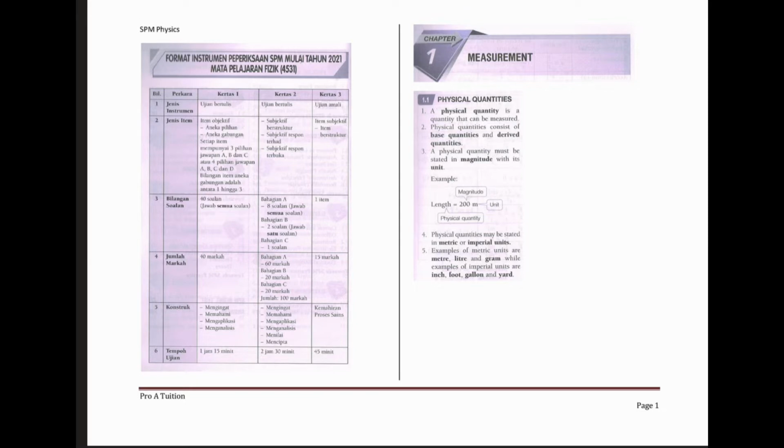First, we have paper 1. Paper 1 is multiple choice, 40 questions, 40 marks, 1 hour 15 minutes. Paper 2 is subjective questions, structured and essay questions. And paper 3, practical questions. So practical questions are like experiments, but you have to write it down, and 45 minutes. So the marks given are 40 marks, 100 marks, and 15 marks.